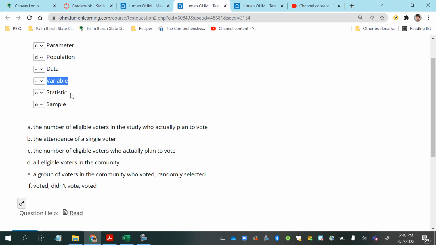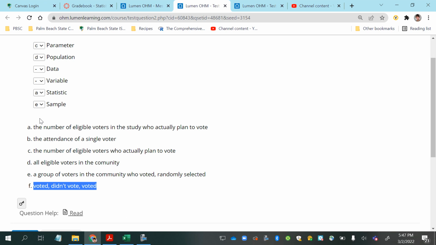So the variable is the question that you would be asking the person. And the data is the actual answers that you get from asking this question. So the variable here would match up with the attendance of a single voter because you're looking at each eligible voter to see if they came and voted or not. And down here, this is where you actually get your answers and you start collecting them into a data frame.